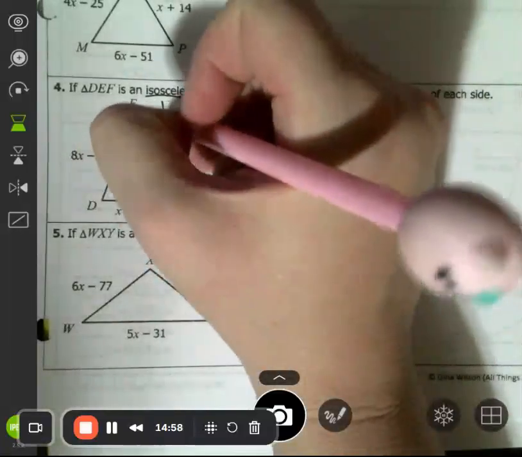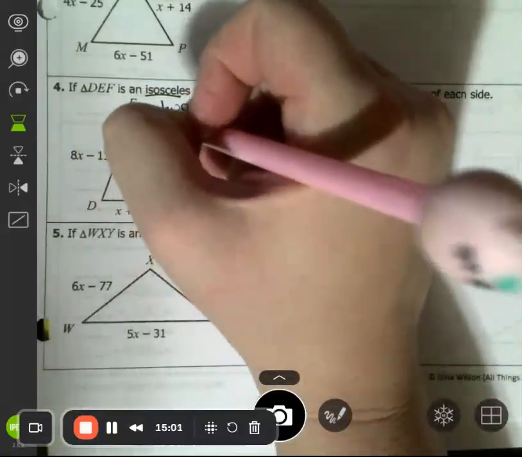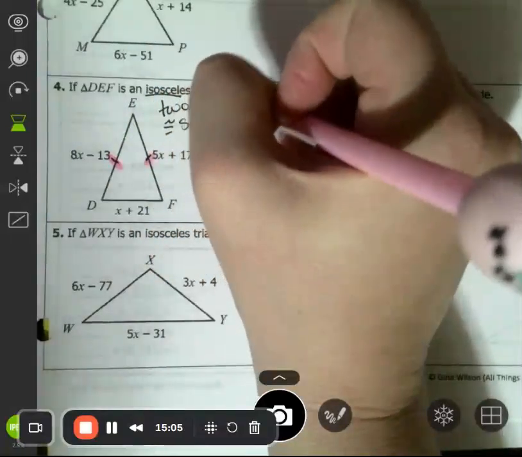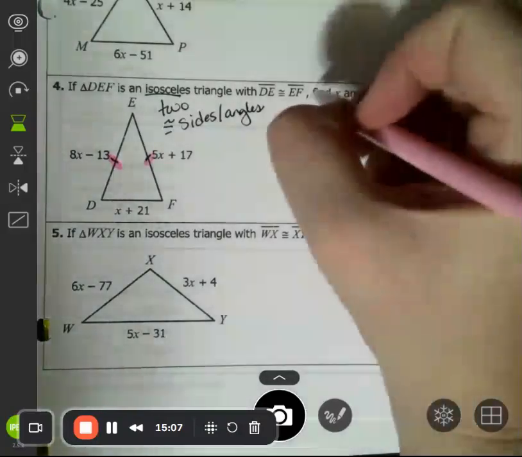Two congruent sides and angles. I'm going to throw in angles because that will come in later. Okay, so here we go.